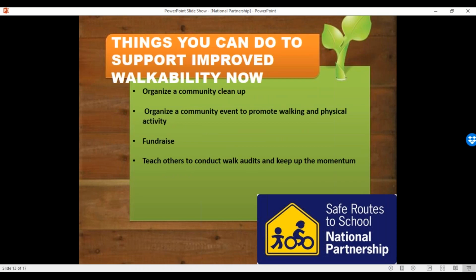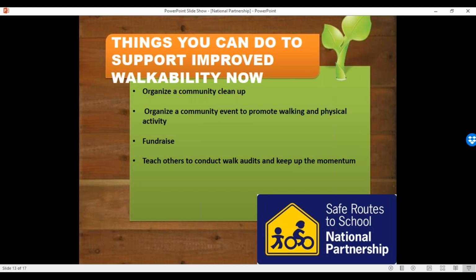There are a number of actions you can take right now to support improved walkability. How about organizing a community cleanup? Work with residents and local businesses to address some of the maintenance problems seen on your walk audit. Organize a community event to promote walking and physical activity.